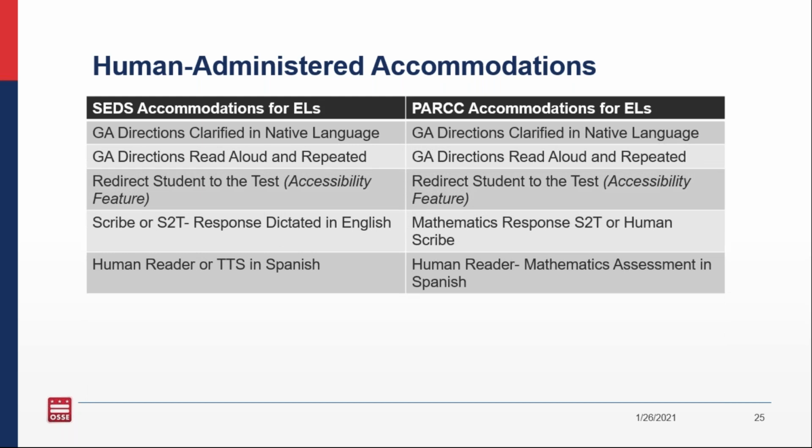Similarly, we have a list of human administered accommodations for our English learners. On your left, you have your SEDS accommodations: general administration directions clarified in native language, directions read aloud and repeated, redirect students, scribe or speech to text, and human reader and text to speech, and you see how it aligns to our PARCC accommodations.